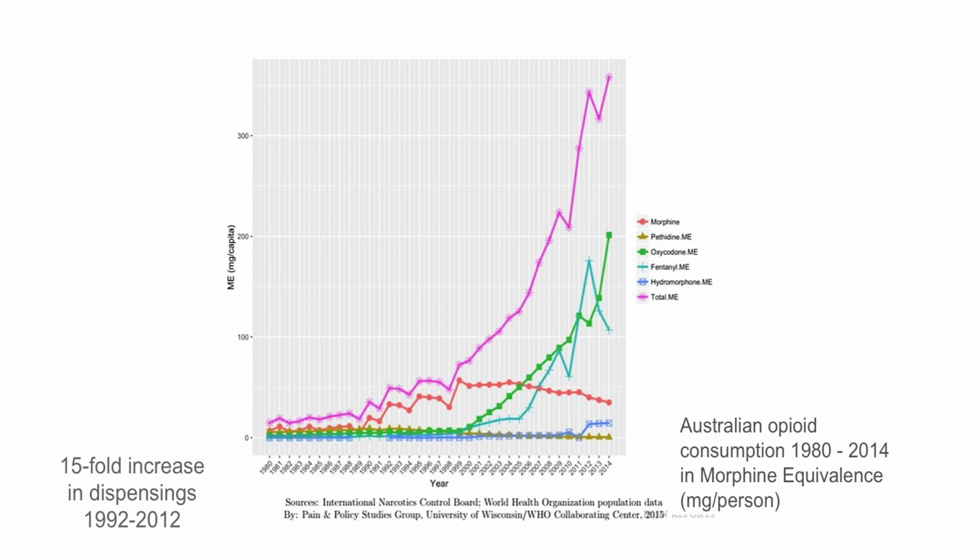This is a picture of Australian opioid consumption, showing a rapid escalation. In fact, a 15-fold increase has been estimated in dispensing of opioids between 1992 and 2012, and that doesn't include over-the-counters. Next slide.